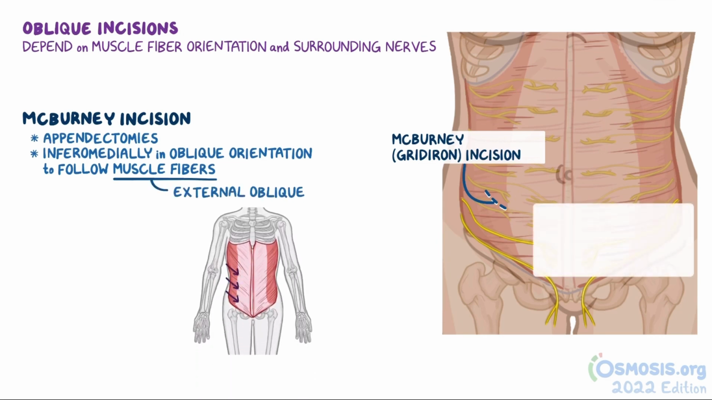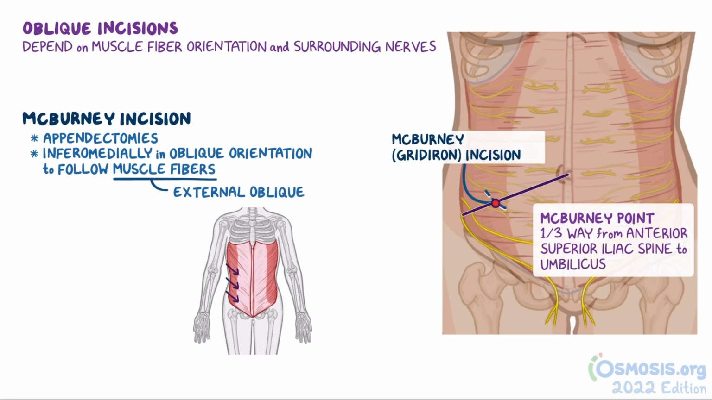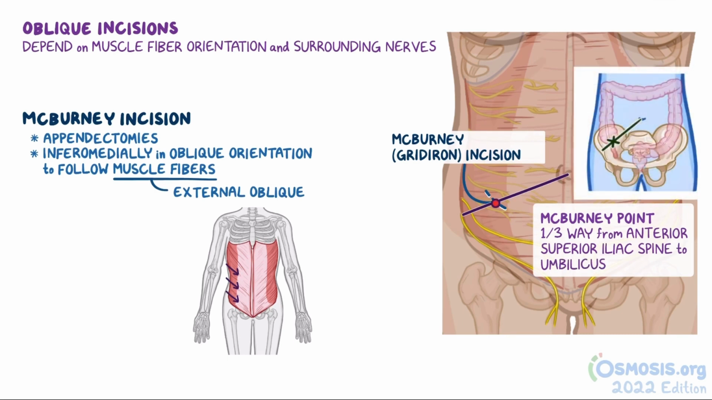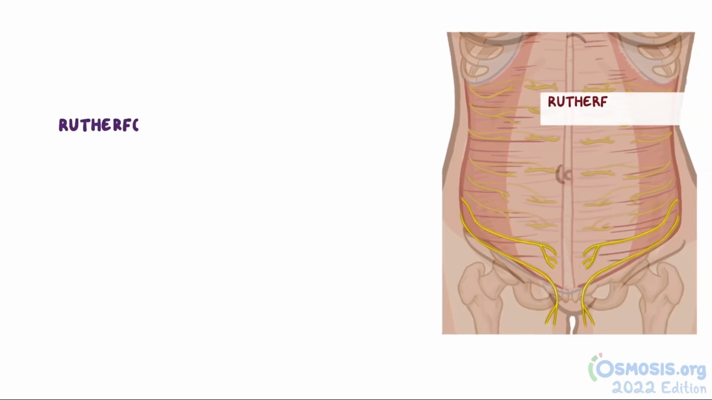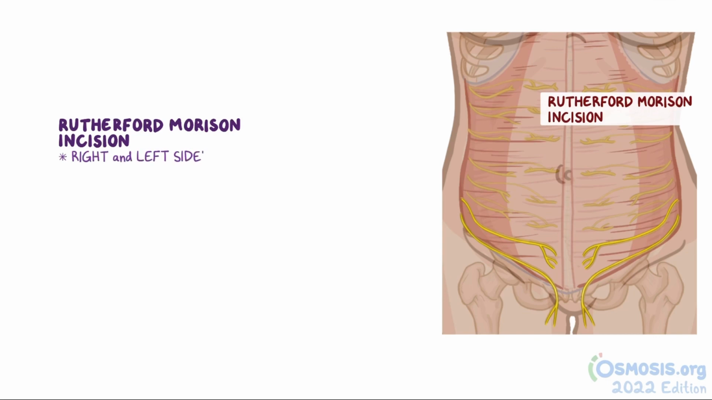This is typically done over McBurney point, which is 1/3 of the way from the anterior superior iliac spine to the umbilicus. This incision can be extended or mirrored on the left side of the abdomen as a Rutherford-Morrison incision, which is an oblique incision used for right and left-sided colonic resection.